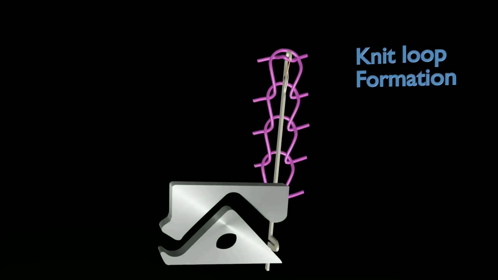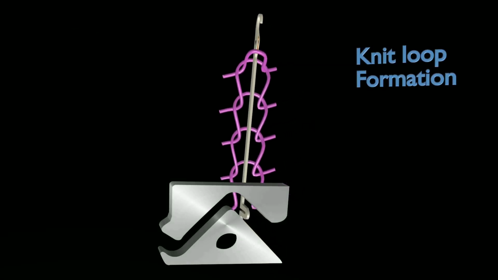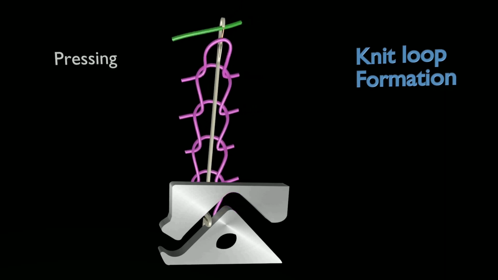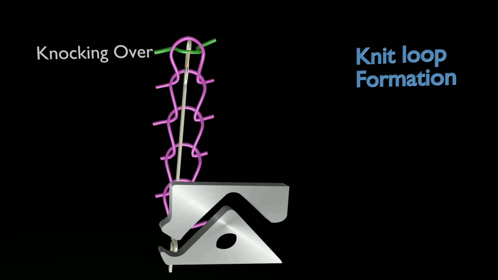Knit loop formation. At first, the needle ascends to the clearing position. Then it slowly follows the cam pattern path. When the needle reaches the middle of the cam path, the guide bar feeds the yarn to the needle. The needle knocks down the yarn to form new loops.